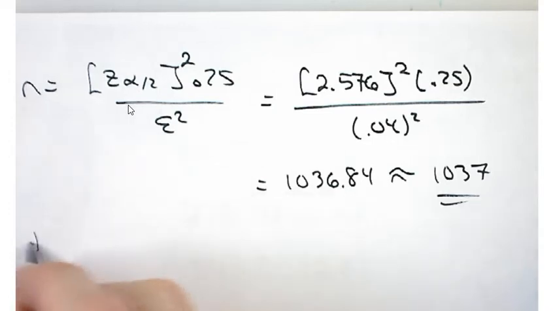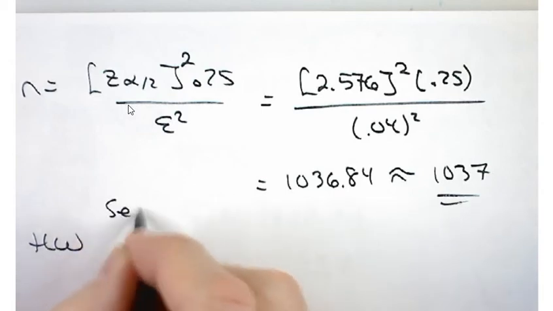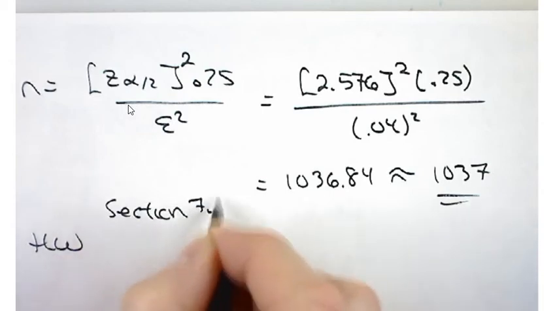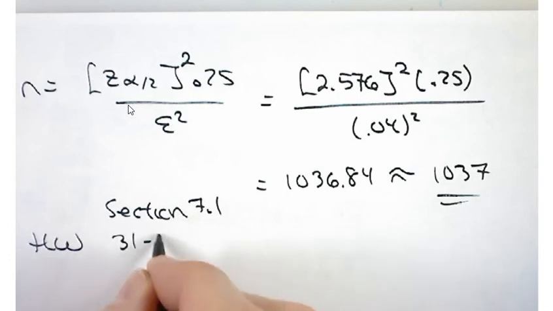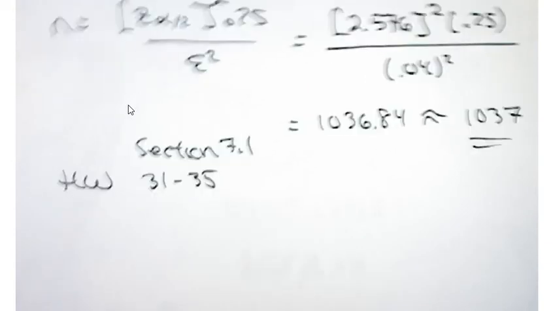For homework, this is section 7.1. Now, I've assigned a lot of this, so there's only a few problems that I want you to tackle. They're on sample size calculations, problems 31 through 35.